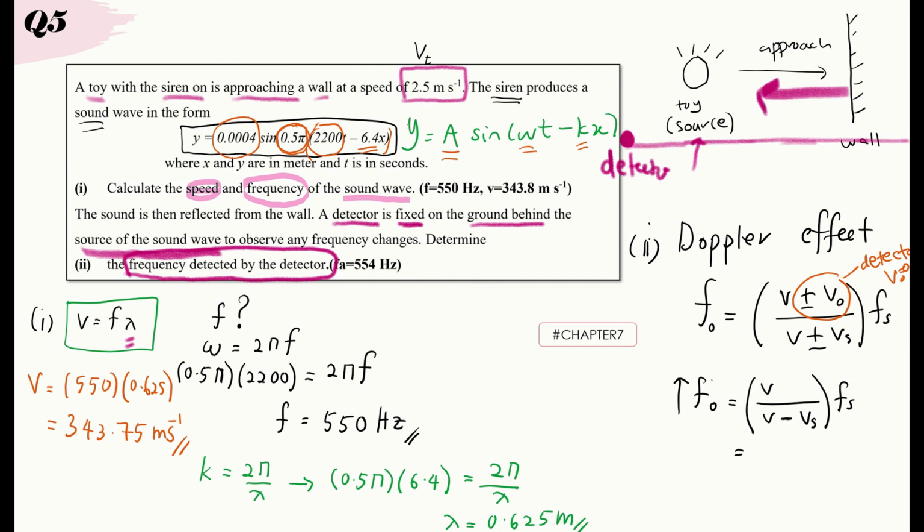v in this case is the value that we have got in the first question. So it's 343.75 divided by 343.75 minus 2.5. vs is given and the frequency is 550 calculated in the first question. Then finally you'll have your frequency as 554.03 hertz. So that's the answer.